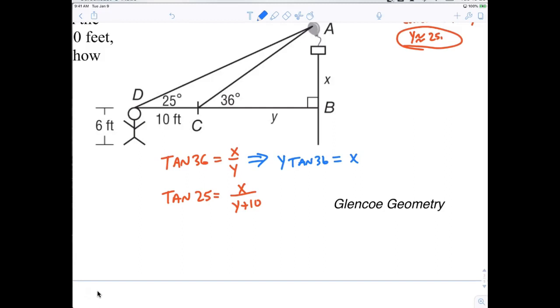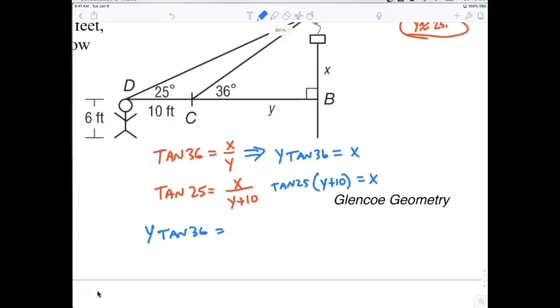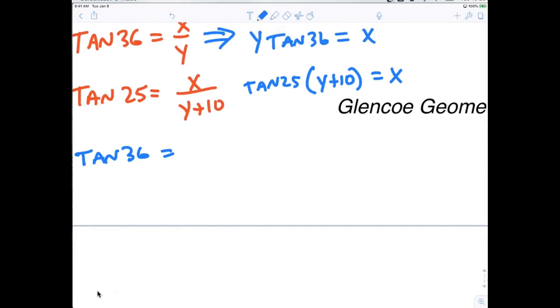Now, down here, do you agree I could write this as tangent of 25 times (y plus 10) equals x also? Everybody see that? It's the same thing. Now they both equal x, right? So they have to equal each other. So y tangent 36 equals, now we're going to distribute tangent 25. So do tangent 25 on your calculator. And we're going to round to 3 decimal places. 0.466 plus, and then if I multiply that by 10, 4.663. Remember, try to keep the numbers from the calculator.